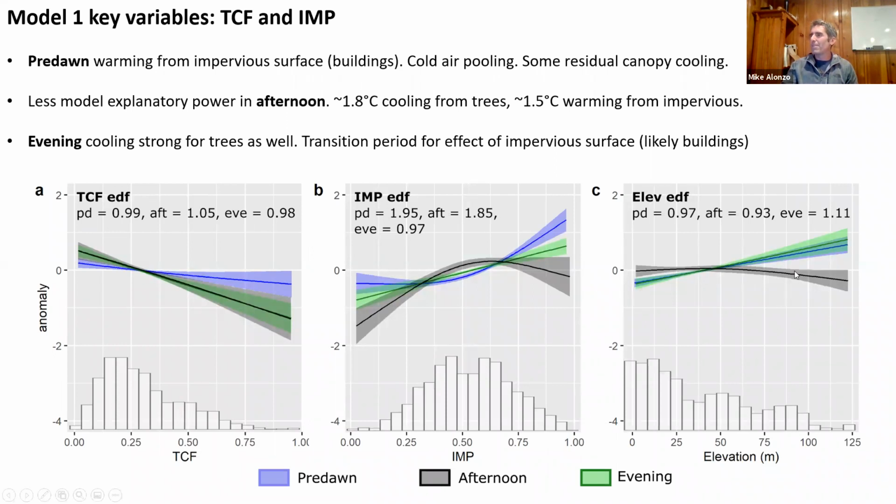Elevation, I just note this because I really felt it on my bike rides all the time, is the lower you were in the evening and the pre-dawn, the cooler it was. So there's some serious cold air pooling effect in little valleys, which I just thought was interesting.